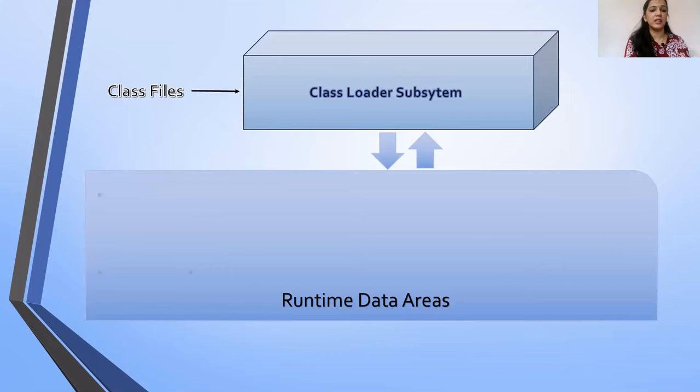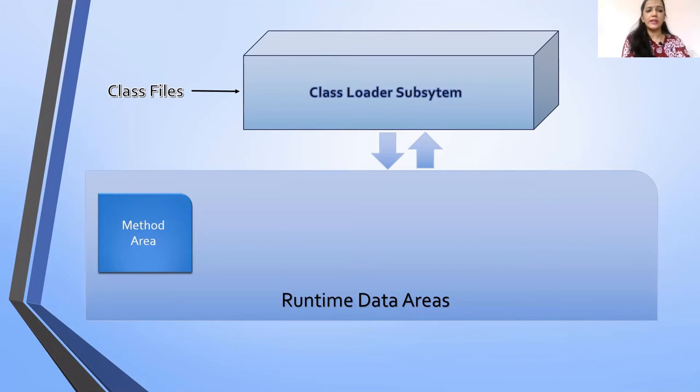The very first memory area is the method area. After loading the class, it is transferred to the method area. In the method area, class data is stored, such as field and method data, the code for the methods and the constructors, etc. Again, what methods and constructors are, we will be discussing in detail in a separate video.